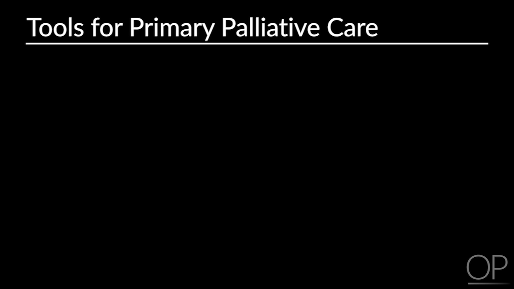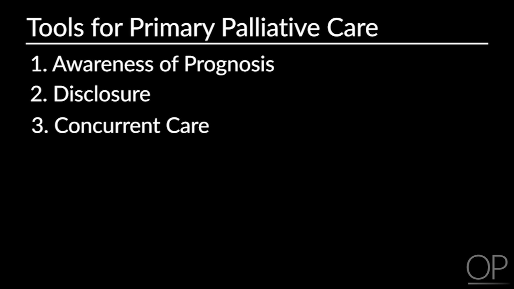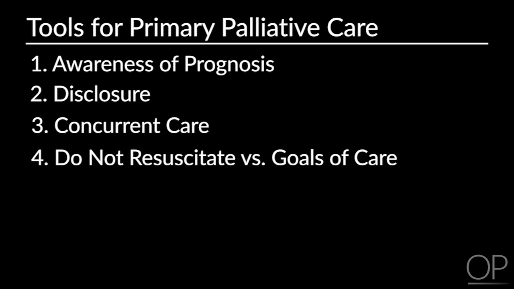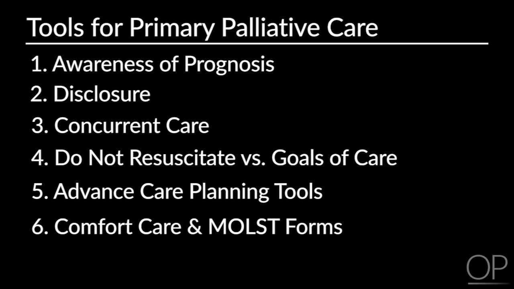So I hope I have successfully introduced you to this concept of primary palliative care and provided you with some useful tools. To review what those tools are, number one is using an awareness of prognosis. Number two is understanding disclosure. Number three is making the most of the benefits of concurrent care. Number four is emphasizing not getting the DNR, but rather exploring the goals of care. Number five is knowing about advanced care planning tools. And number six is assuring comfort care forms and MOLST forms are in the homes.